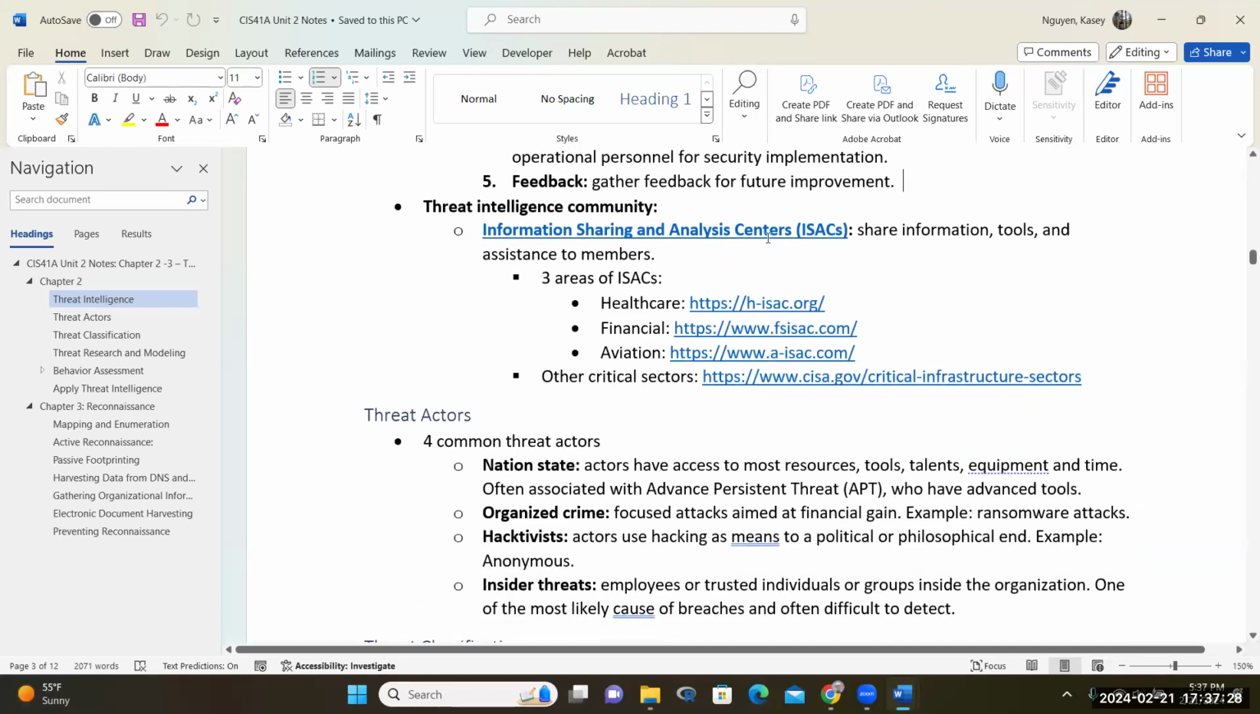So here I provide some information for you about how you can share and use some of the analysis resources. You can go to ISAC. And then with that, it breaks it into 3 areas: aviation, financial, and healthcare. Right? And then other sectors, like if you fall into manufacturing or other areas, then you can go into other sectors here.